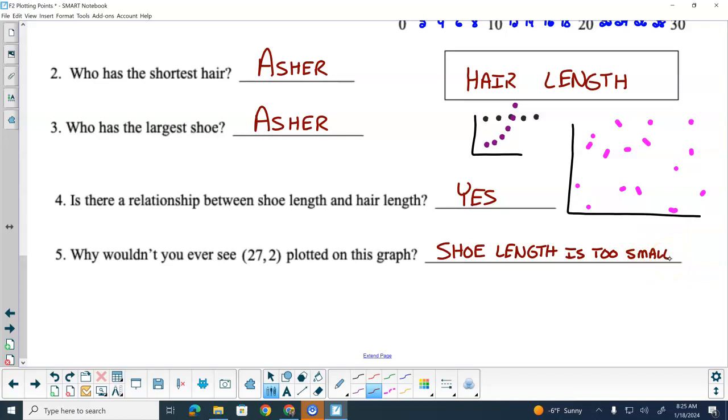And we go with what? Shoe length is way too small. Alright, love it.